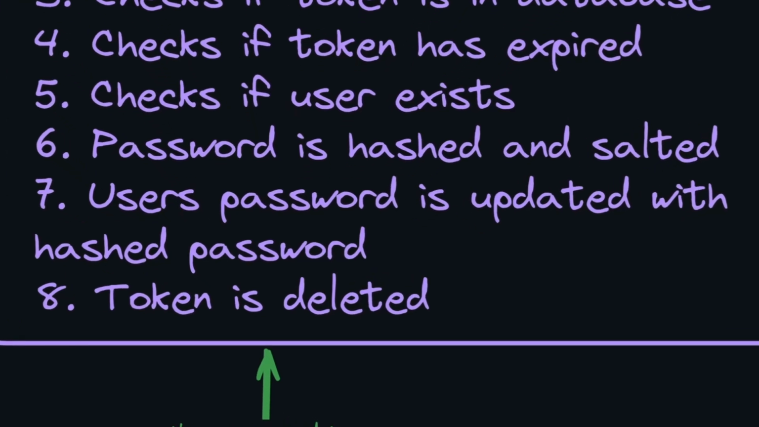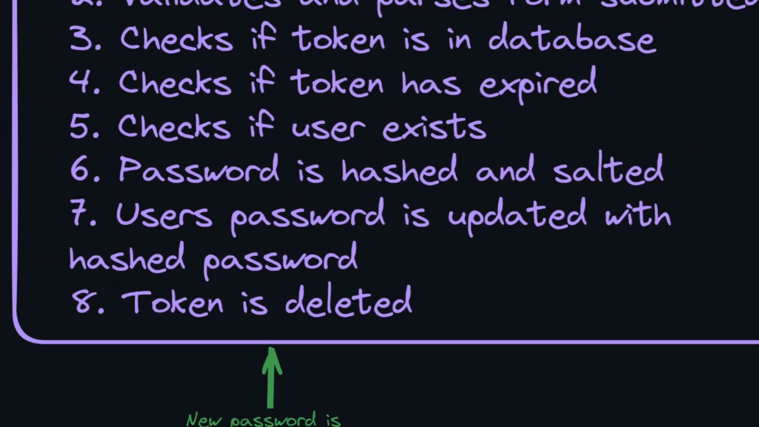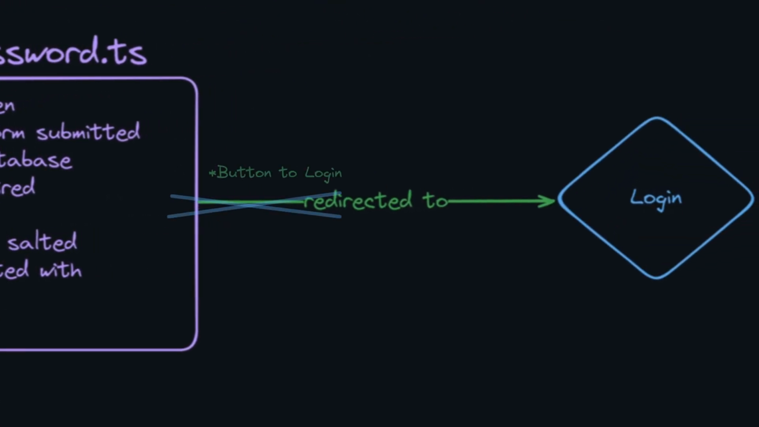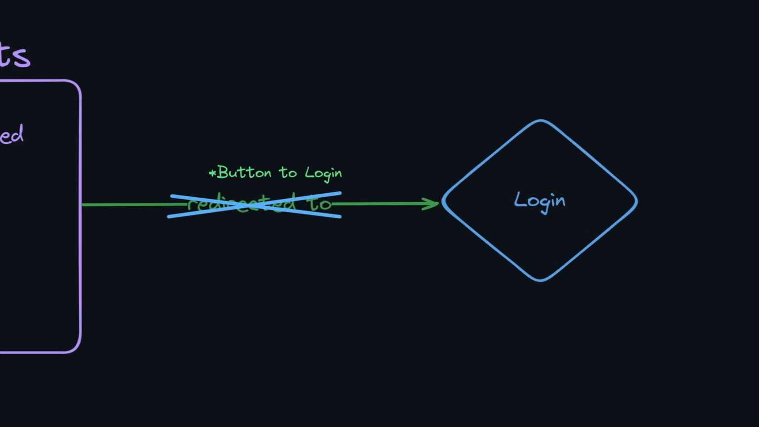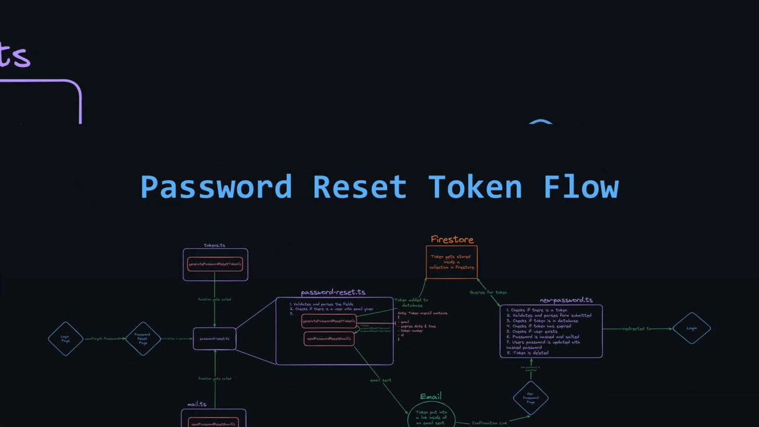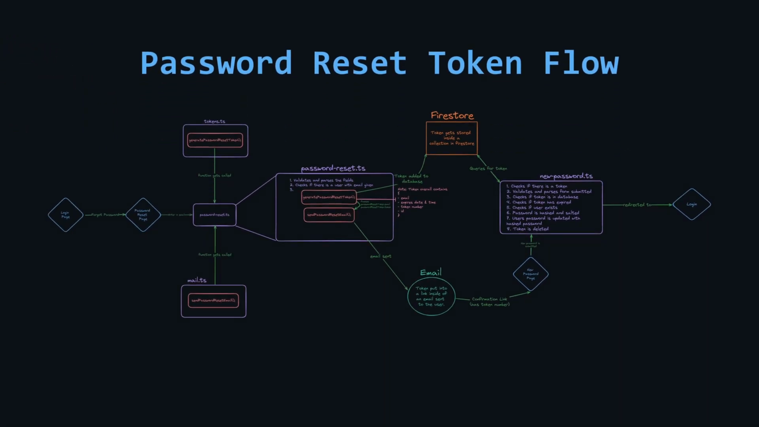And then the password is hashed and salted, so it's basically encrypted, the new password, like the other password when you first created it, it's hashed and salted. And then the user's password is updated with the hashed password, and the token is then deleted. And then of course you have the button to go back to the login page. You log in and you should be all good to be able to use the program.